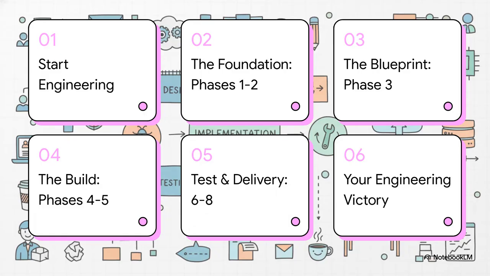First, we're going to shift our mindset from just coding to actual engineering. Then, we'll lay the foundation by figuring out what we're building, we'll create a super detailed blueprint, then we'll do the build, and finally, we'll handle all the testing and delivery. Trust me, following this roadmap is your clearest path to getting this done right.